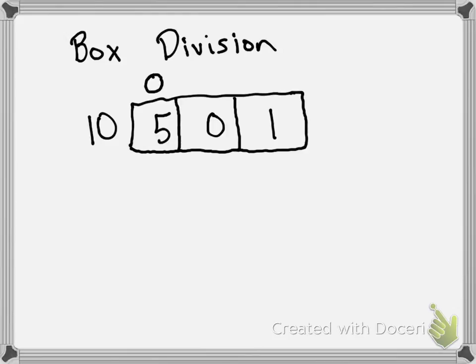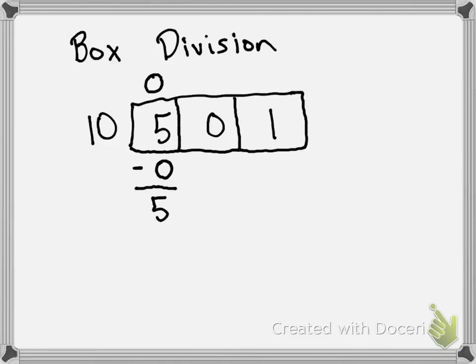So we're going to put that 0 up at the top and then multiply that by our divisor, 10. So 0 times 10 is going to be 0. And we're going to put that right underneath that first number. And we're going to do a little subtraction. All right, 5 minus 0 is 5.